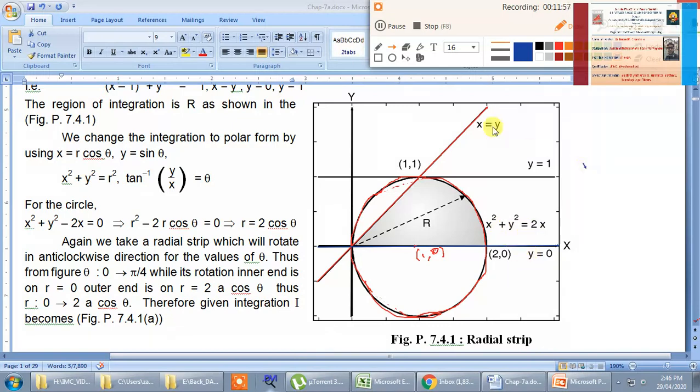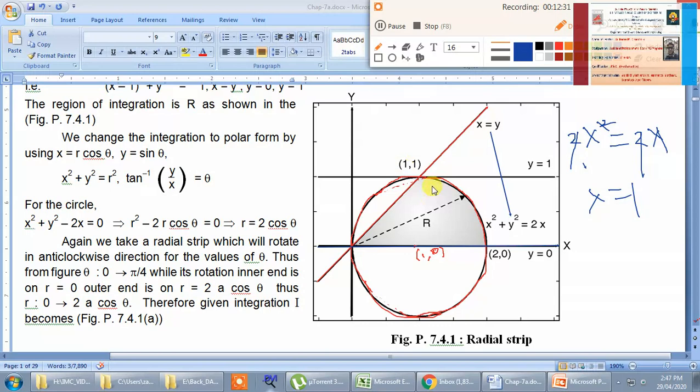So put y equal to x, and we get x square plus x square, which is 2x square, equal to 2x. And you'll find that the 2 will get cancelled, one x will get cancelled, leaving x equal to 1. And if you put x equal to 1, y also will be 1. Therefore this point of contact will be (1, 1).